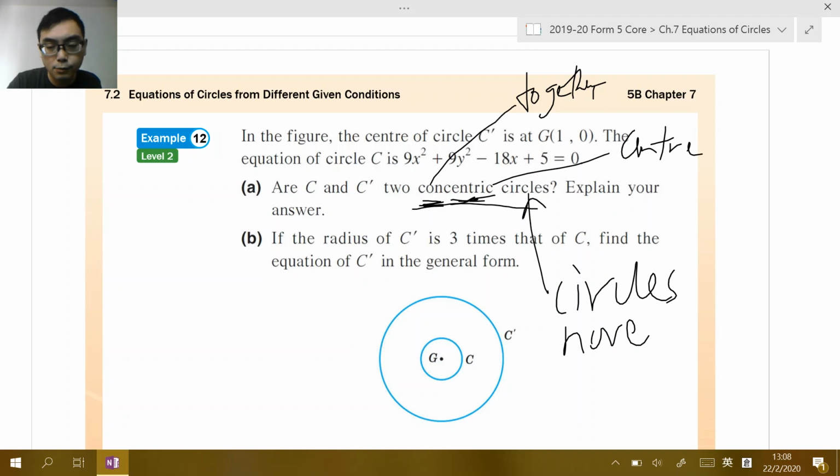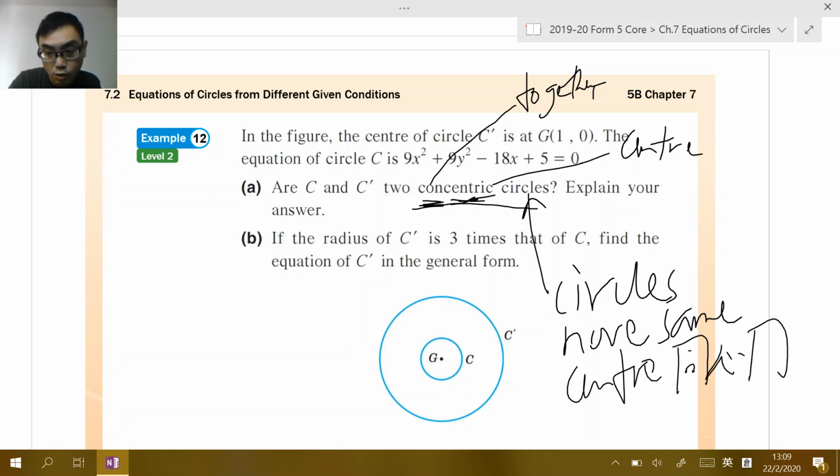That means that if you have two circles with the same center, we call them concentric circles. In Chinese, it is also very easy to understand the meaning, because the name of concentric circle in Chinese is called Tong Sam Yuan, meaning the circles which have the same center. So actually, this question is just asking you what is the center of circle C, because you have got the C prime center already.